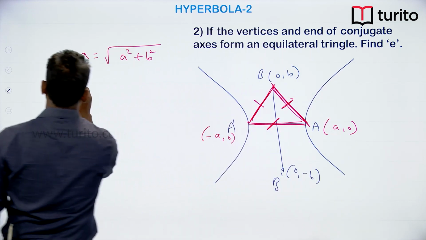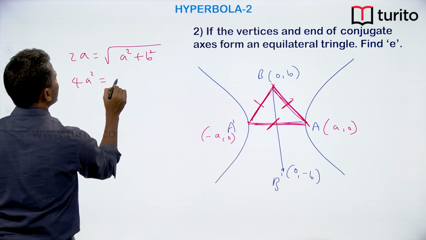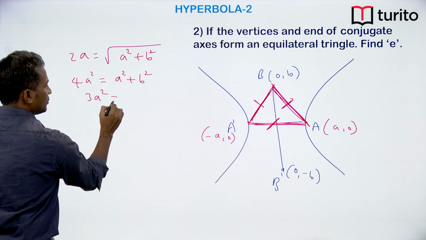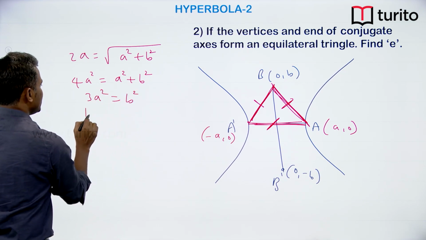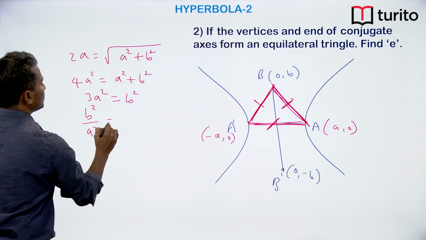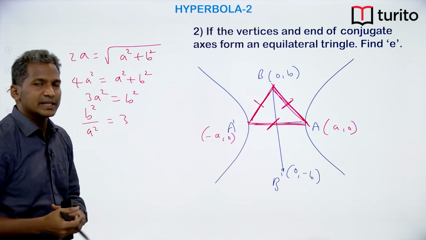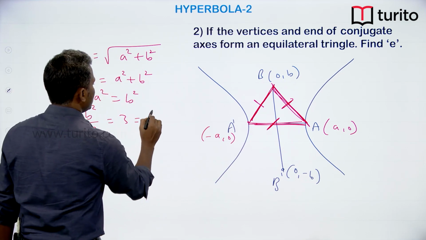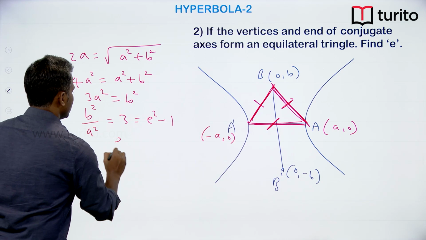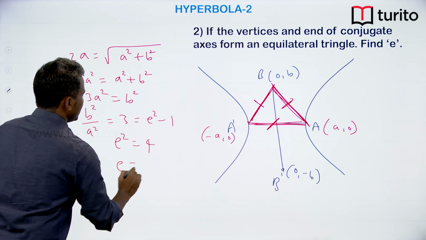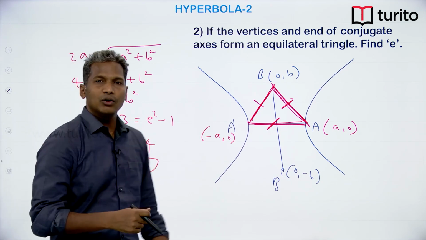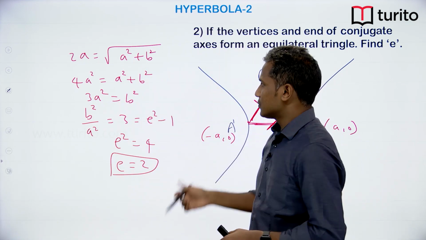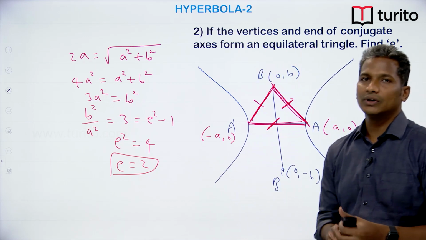So if I square it, what do I get? 4a square equal to a square plus b square, which means 3a square equal to b square, which further means b square by a square is equal to 3. But b square by a square is always equal to e square minus 1. So we can take this as e square minus 1, which will give us e square equal to 4, which means e is equal to 2. e cannot be minus 2 for the same reason that we discussed in the earlier question. So in this question also e is equal to 2.